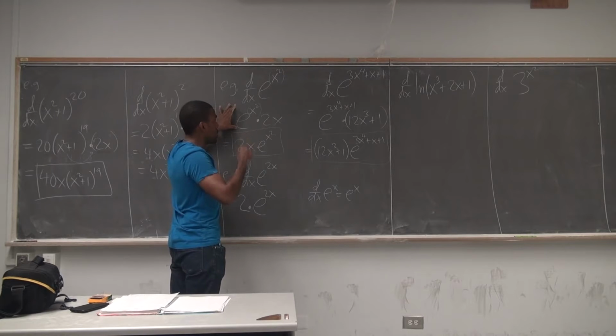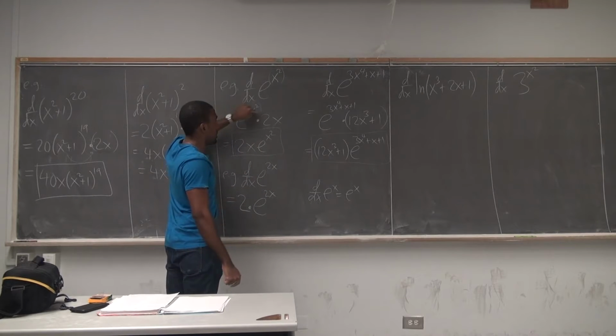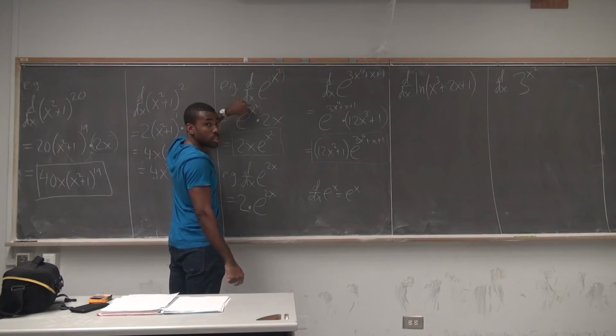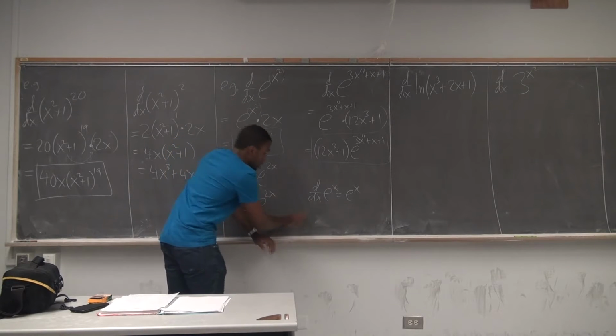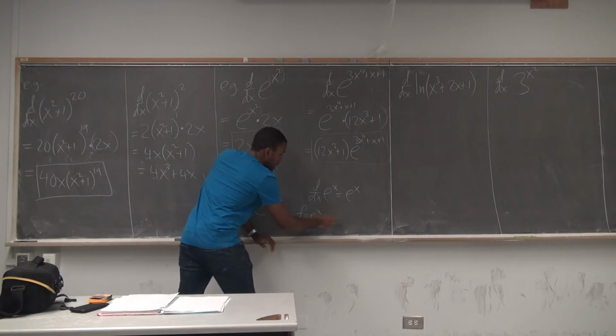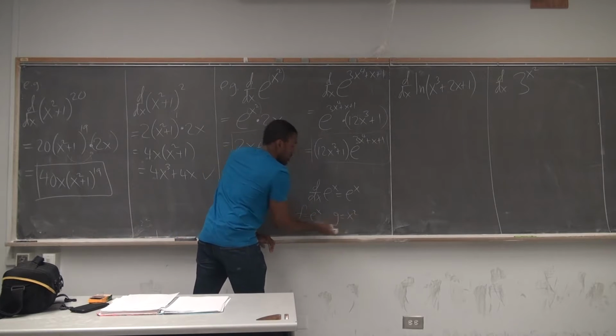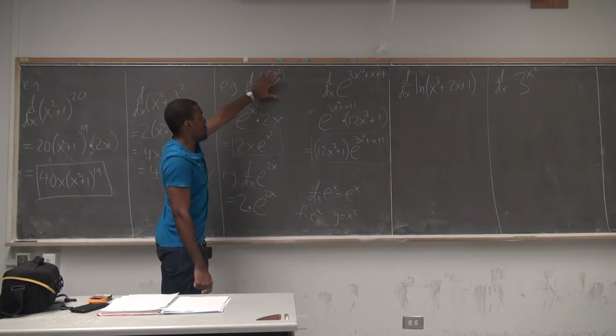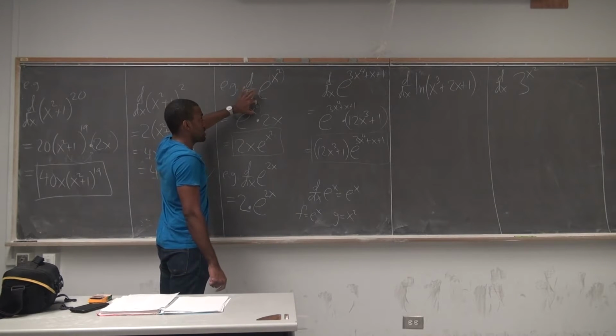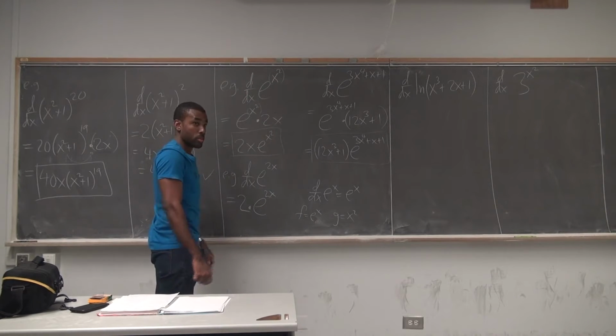But then the chain rule says I have to multiply by the derivative of the inside function. The inside function now is the x squared. That's the guy that I plugged in instead of the x. So my f is e to the x and my g is x squared. I took this function and plugged it into that function. So the derivative of e is just itself, but because it's not just an x, I have to multiply by the derivative of the power.